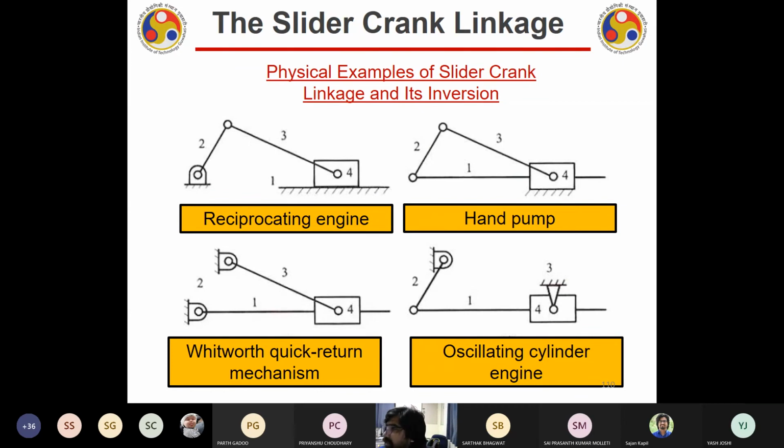in the case of 4-bar linkage, the 4 inversions will be there for the slider crank mechanism also. The first case, as you see, in this case, this is the ground, and it is nothing but the reciprocating engine, your conventional engine, in which this is the piston, it moves back and forth, and hence this crank rotates fully. If this crank is fixed, assume this crank is fixed, then it will become a quick return mechanism.